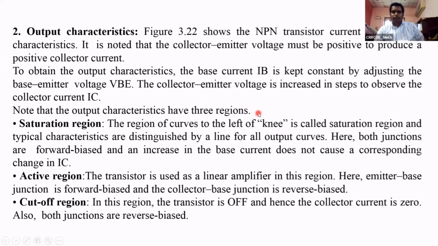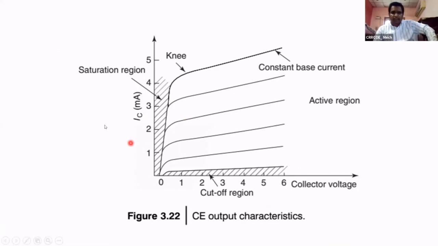Next one, output characteristics. Here also we have three regions. The point is the emitter voltage must be positive to produce the collector current. For positive collector current, the voltage must be positive. That's why here, see the region, there is no negative region. All come under positive because here the emitter is the common element for base and collector. The emitter should be at positive voltage, then only it's possible.